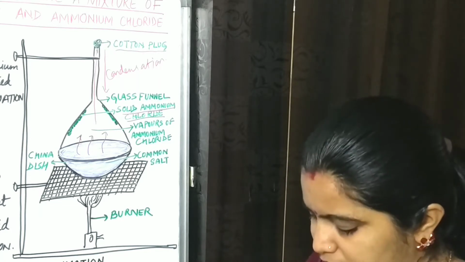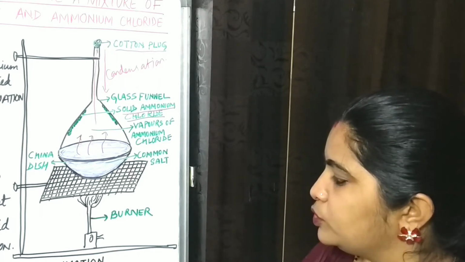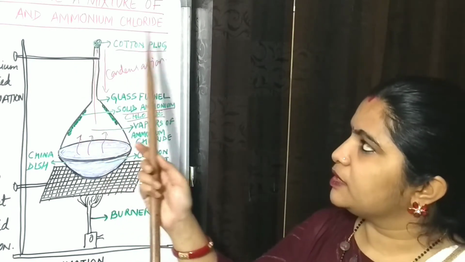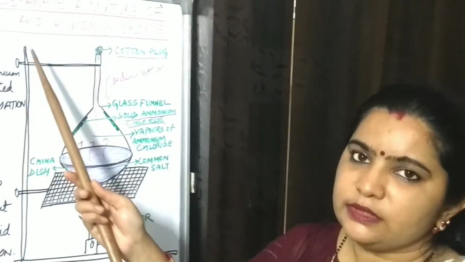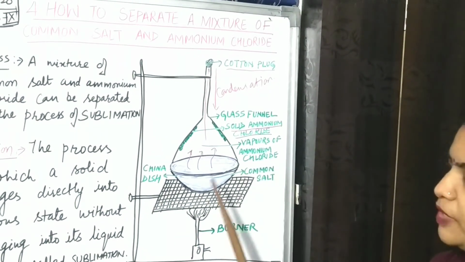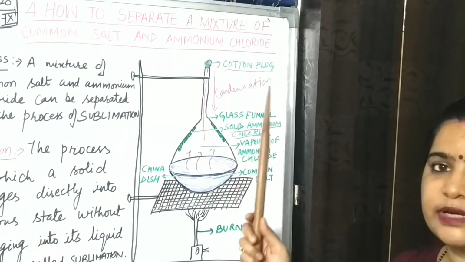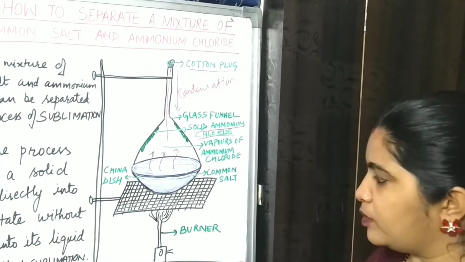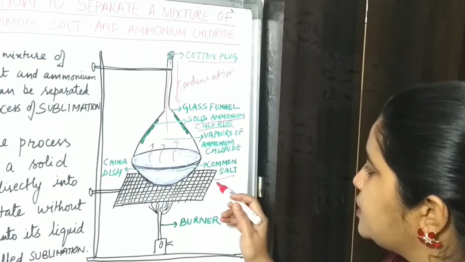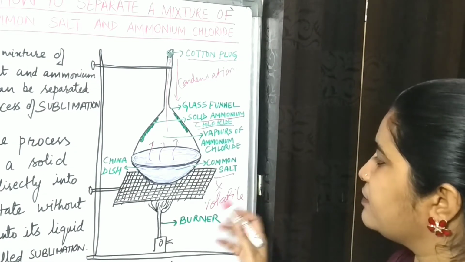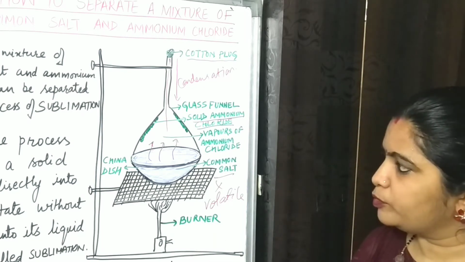Understood? So this is the whole process through which we can separate these components, that is ammonium chloride and common salt. And common salt, what will happen to common salt? It will remain in the dish. It will not evaporate because it is not volatile in nature. Understood? Common salt is not volatile in nature, so it will not evaporate. Fine. I hope you have understood.